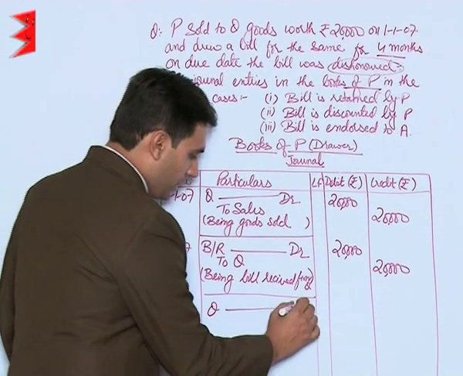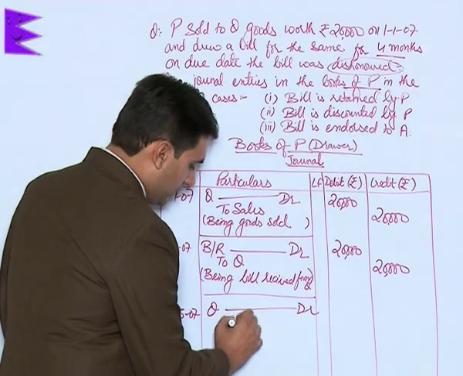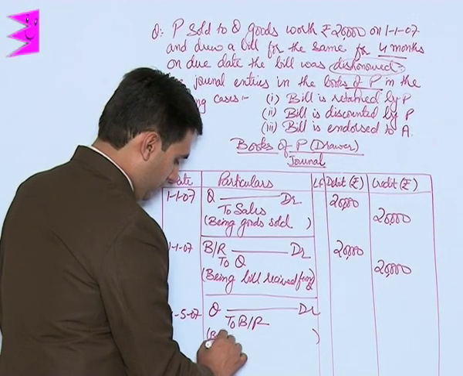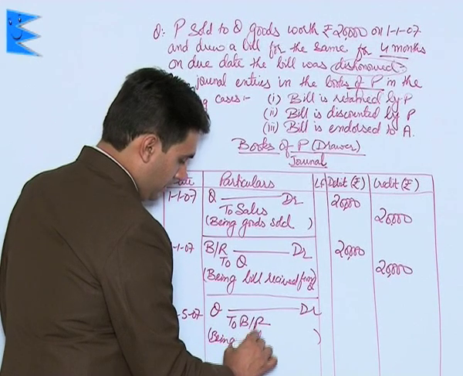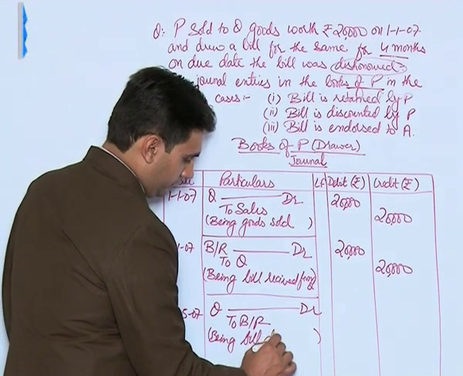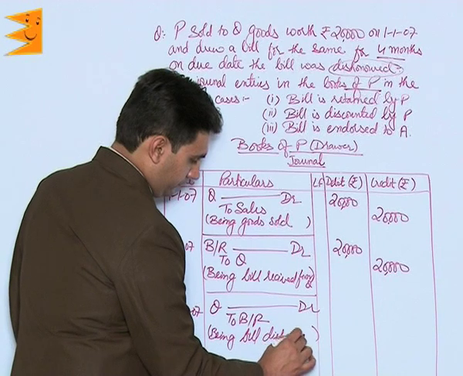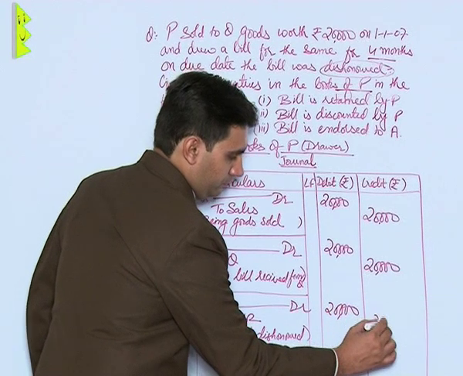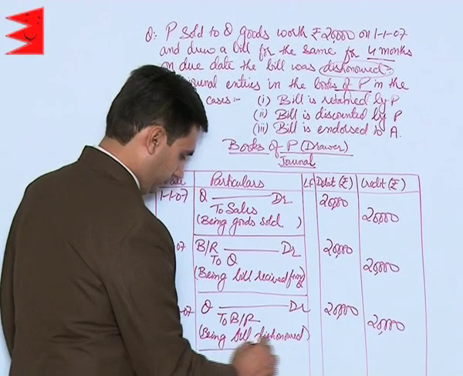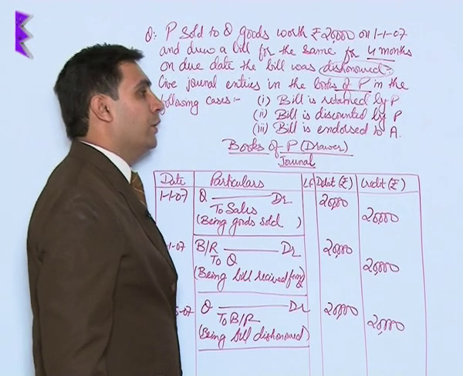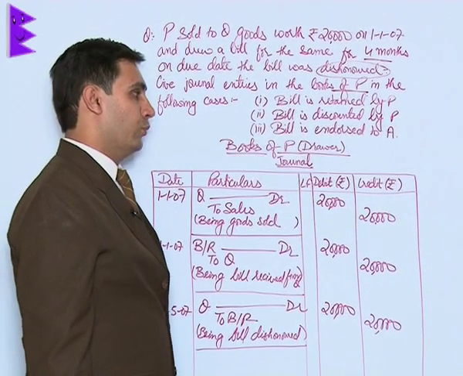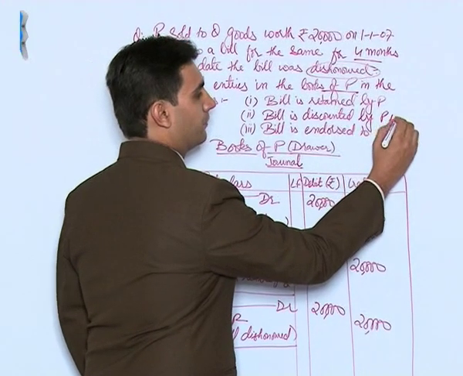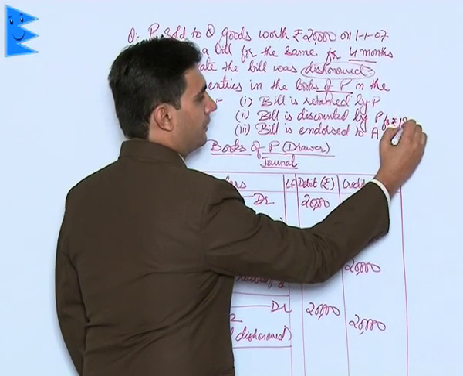So entry would be Q debited to bills receivable, being bill dishonored, and the amount would be 20,000. Now students, coming to case 2, that is, the bill was discounted by P, let us assume for rupees 19,000.